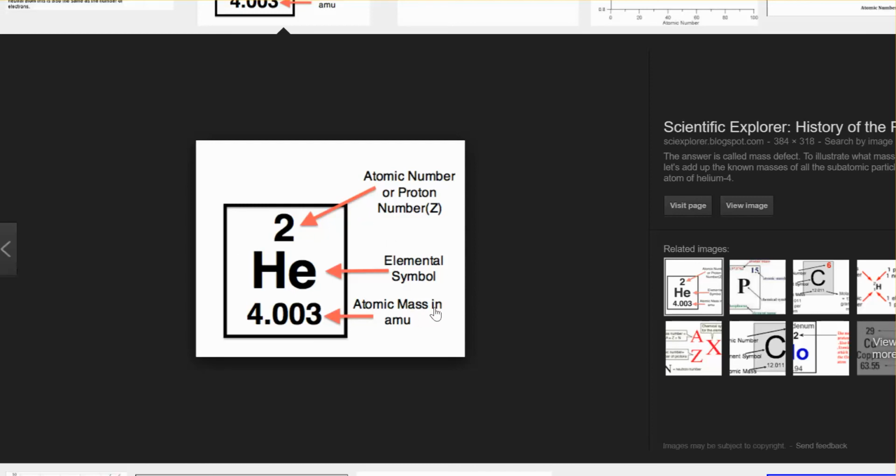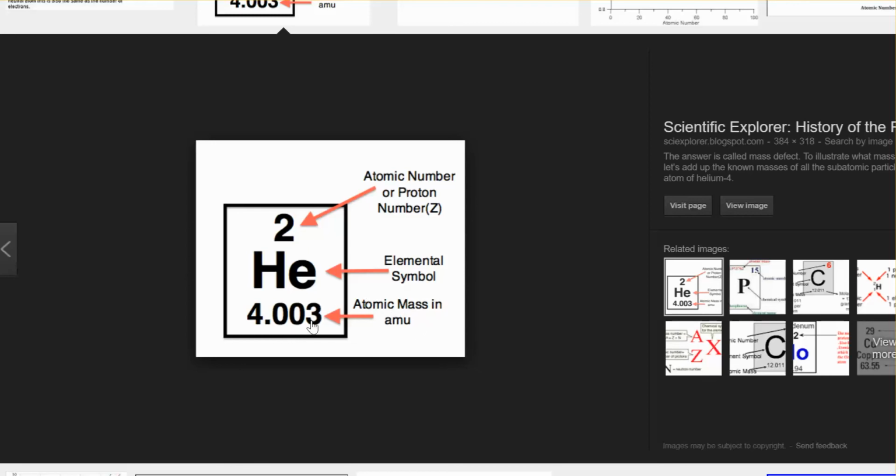The atomic mass differs, where the atomic mass is the number of protons plus the number of neutrons. So if I know the atomic mass, I also know that there's 2 neutrons in this one, because 2 protons plus 2 more neutrons must equal 4 for the atomic mass.